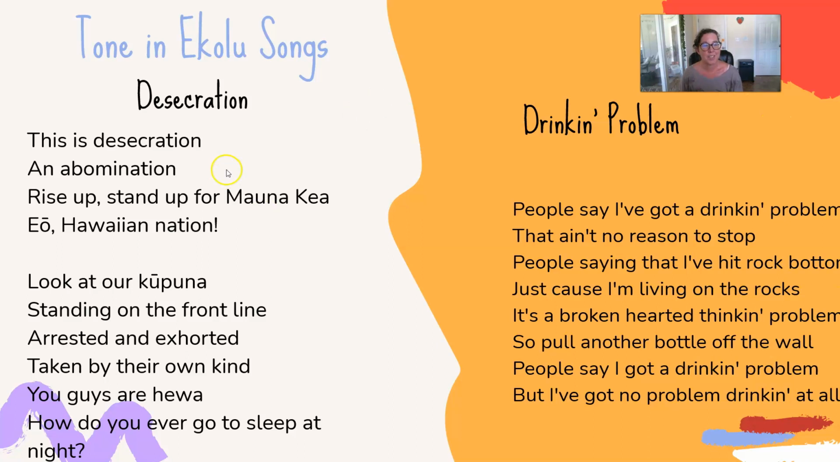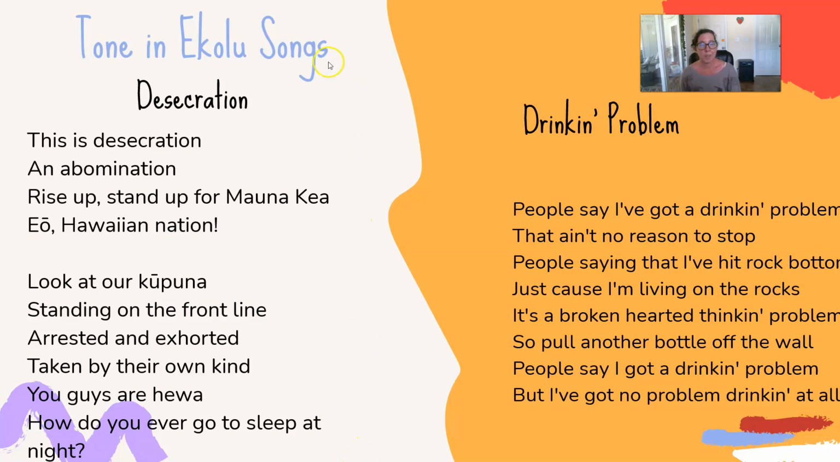This is a desecration, an abomination. Rise up, stand up for Mauna Kea, Eo, Hawaiian Nation. Look at our kupuna, standing on the front line, arrested and extorted, taken by their own kind. You guys are Heva. How do you ever go to sleep at night?